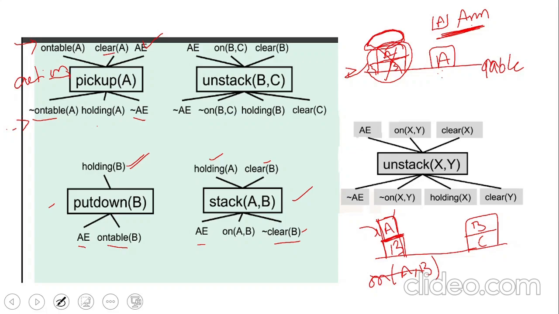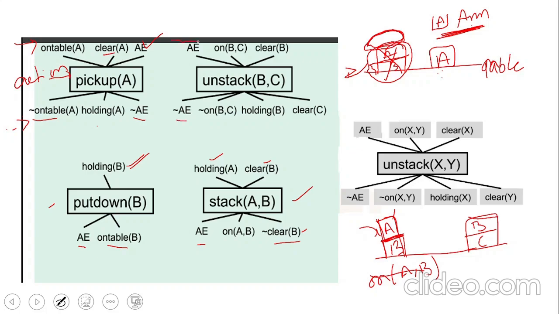Okay, you say unstack. What are the requirements? Arm should be empty. There should not be anything to catch hold of B. Arm should be empty, B should be on C, and clear B. There should not be any box on B. Then we can remove that B, and we will not keep B anywhere. B will be held by the arm.